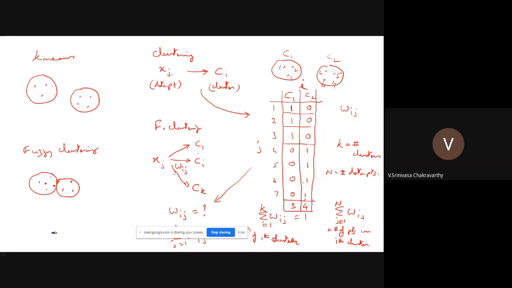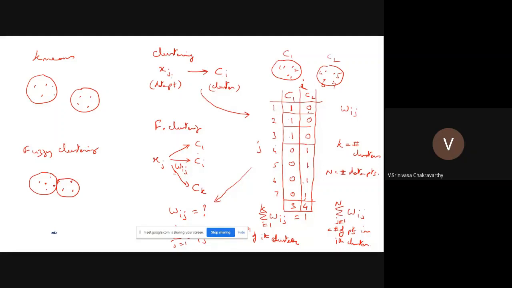Now, how do you define formally this notion of a membership function? To answer that question, we started with k-means clustering, which is something that we are familiar with, and slowly we are trying to migrate to fuzzy clustering. In k-means clustering, a given data point is allocated to only one cluster uniquely, whereas in fuzzy clustering, a given data point can be allocated to all clusters, but with different levels of membership, Wij. So this membership in k-means can be written like this.